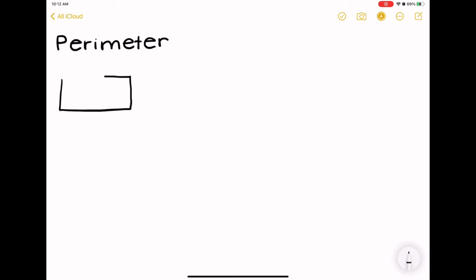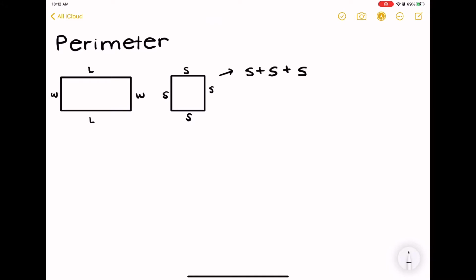So when we have perimeter, let's say we're trying to find the perimeter of this rectangle here. So we have length and width. And then for the square, you just have all the same sides. Now for the square, we would have s plus s plus s plus s. You're essentially going to be adding the values of all the sides. That is equal to the perimeter.